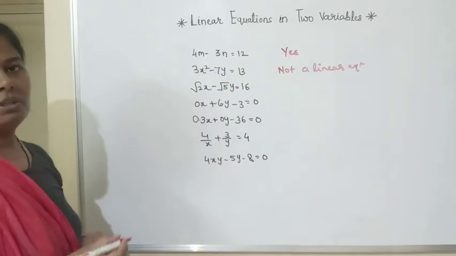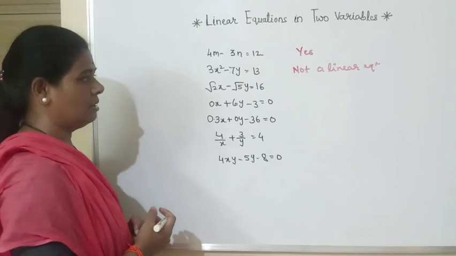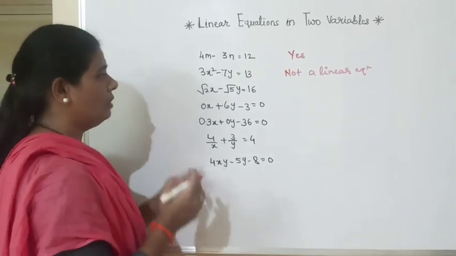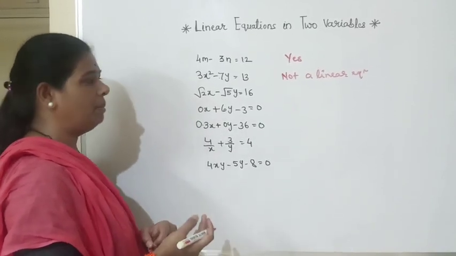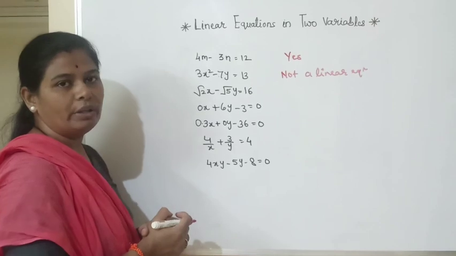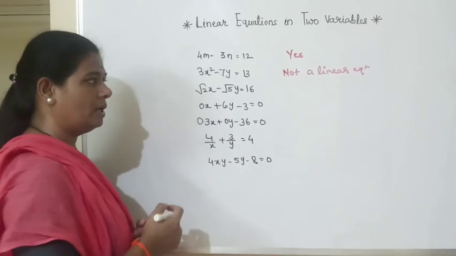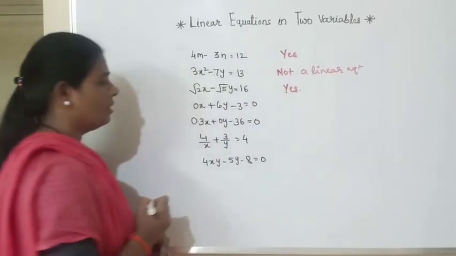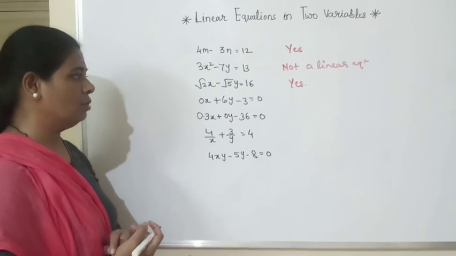Now we move towards the third equation, root 2 x minus root 5 y equal to 16. Here the variables are x and y, the degree is 1. Even though we see here that the values of a and b are in roots, that is root 2 and root 5, the condition is that the degree of the variables is 1, so the given equation is a linear equation.